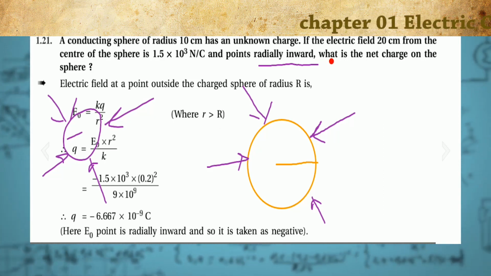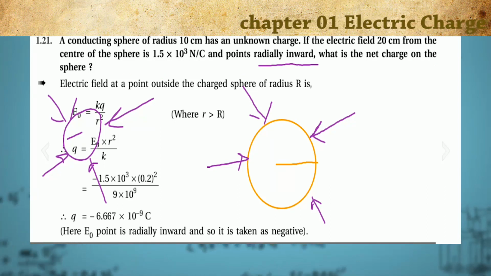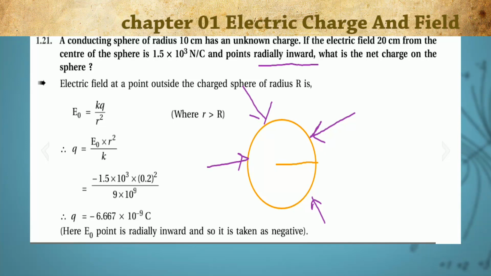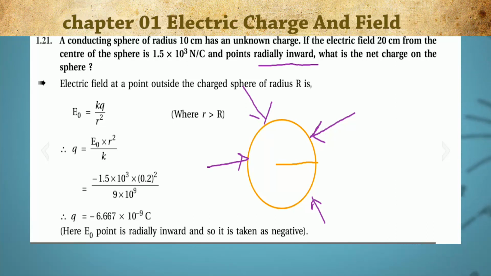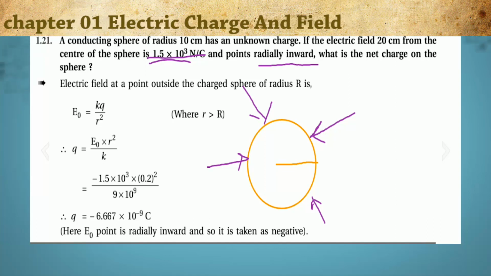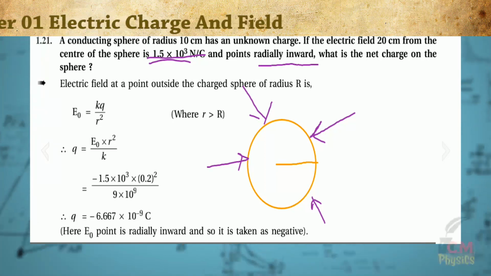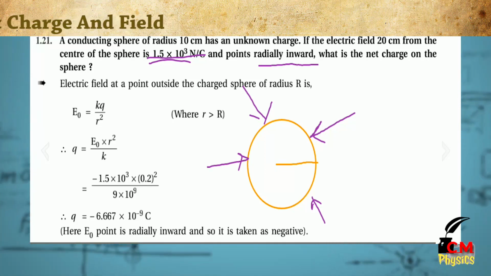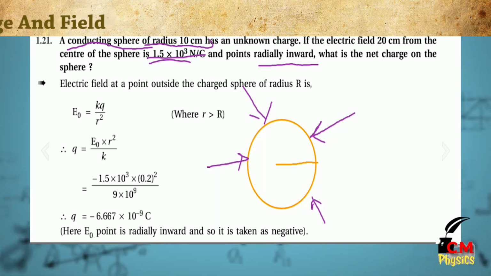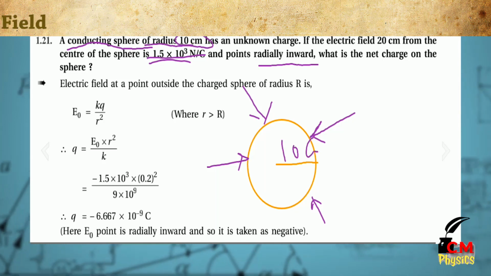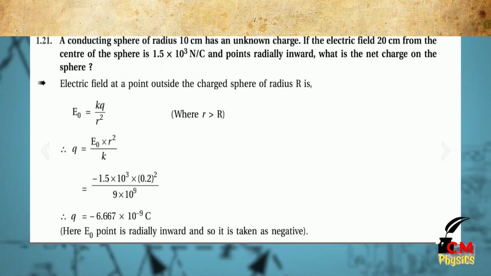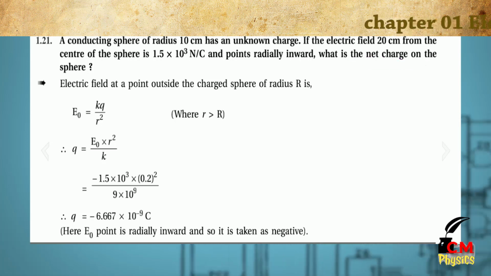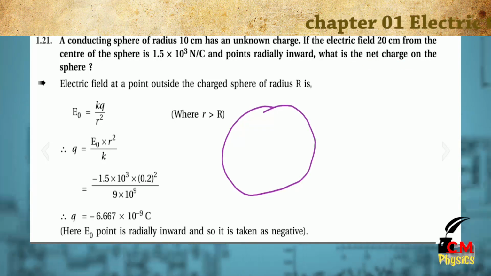Here we want to calculate the net charge on the sphere. Two things are given to you. One is the value of the electric field, 1.5 into 10 raised to 3 newton per coulomb, and the other is the radius of the conducting sphere, 10 centimeter. Then there are some concepts we need.